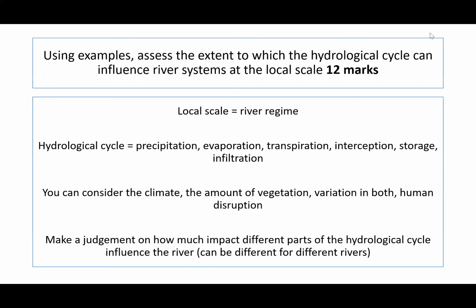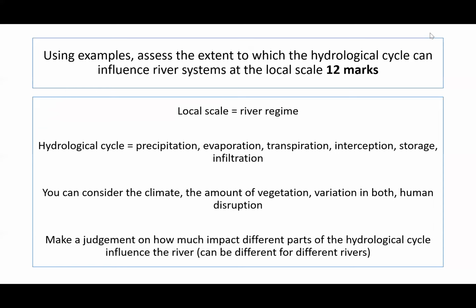You need to consider the factors that affect them. For example, the climate, whether it's arid, so hot and dry, or very, very cold, so low levels of evaporation, and the amount of vegetation that you've got in the drainage basin. For example, the Amazon is a tropical rainforest. 75% of precipitation is caught by the trees. Only 25% actually ends up in the river.